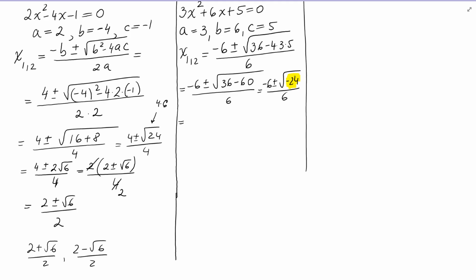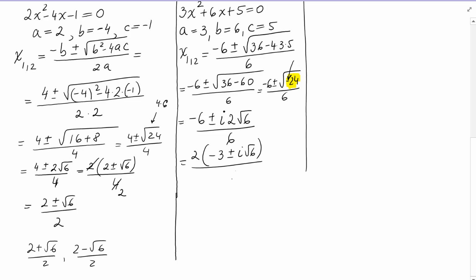But if it says find all the solutions, that includes complex, so we can move further and say plus minus, this negative comes outside as an i, and square root of 24, we already simplified that into 2 square root of 6, everything over 6. So I can factor out a 2 from the numerator, so it's negative 3 plus minus i square root of 6 over 6. The 2 and the 6 cancel, and we get negative 3 plus minus i square root of 6 over 3.